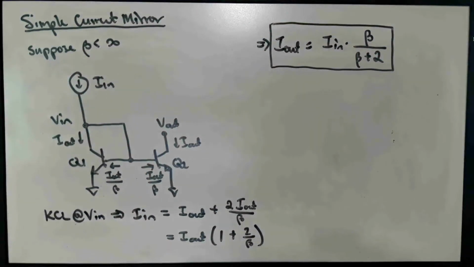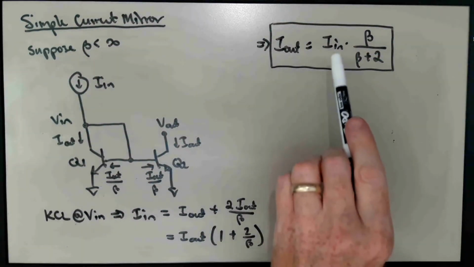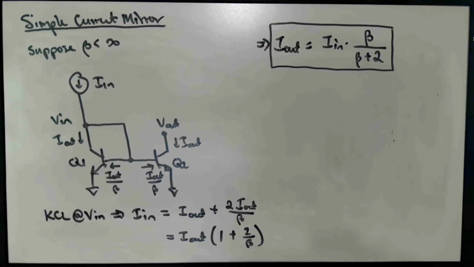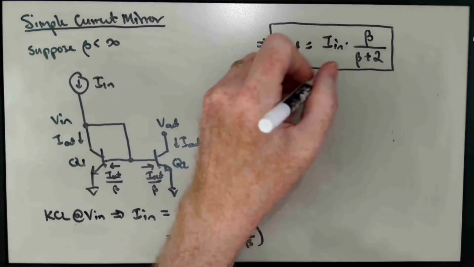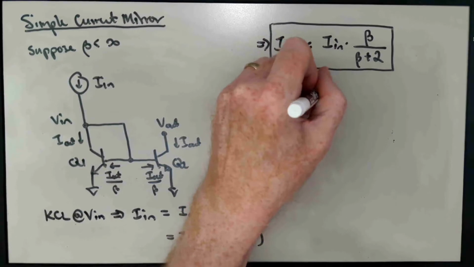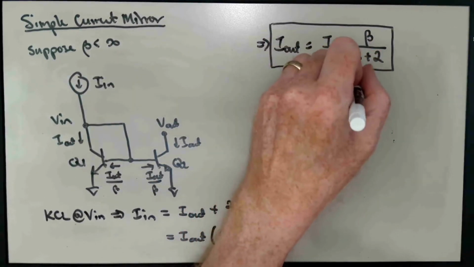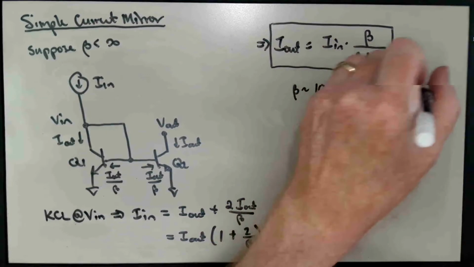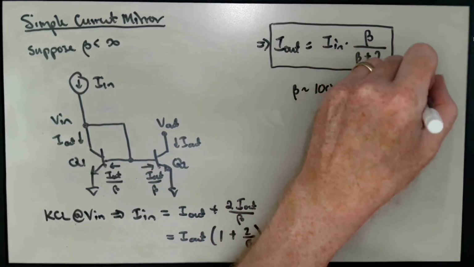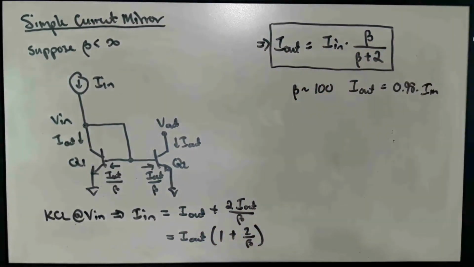So we get a little bit less output current than we're putting in. If beta is a number like 100, then beta over beta plus 2 would be like 0.98. So if beta is like 100, then I out would be maybe 0.98 times I in. So it's a couple percent off systematically, and that's not too bad. That's actually usually quite tolerable.